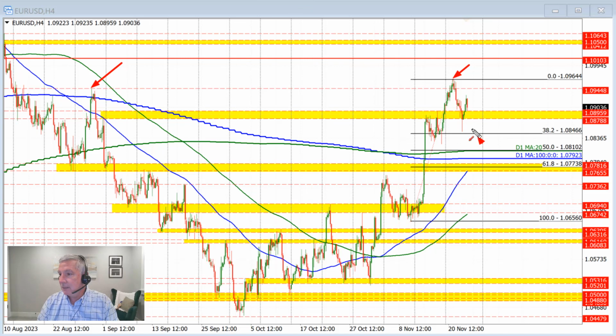So right now, testing key support area against this swing area right through here. If we can hold that support level, the bias remains more to the upside. Let's take a look at the dollar versus yen next.